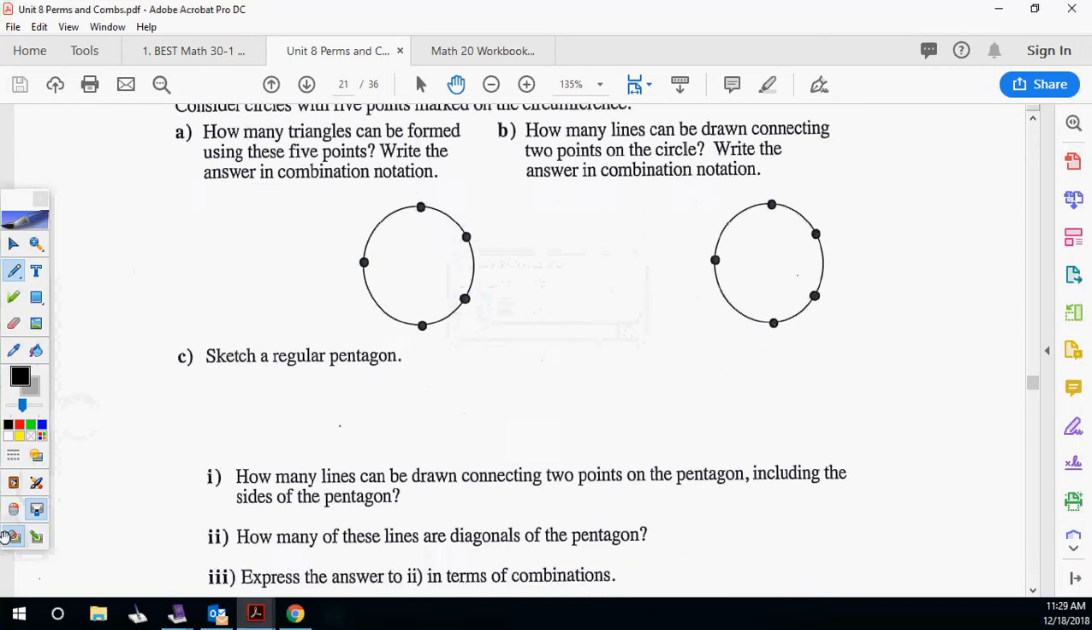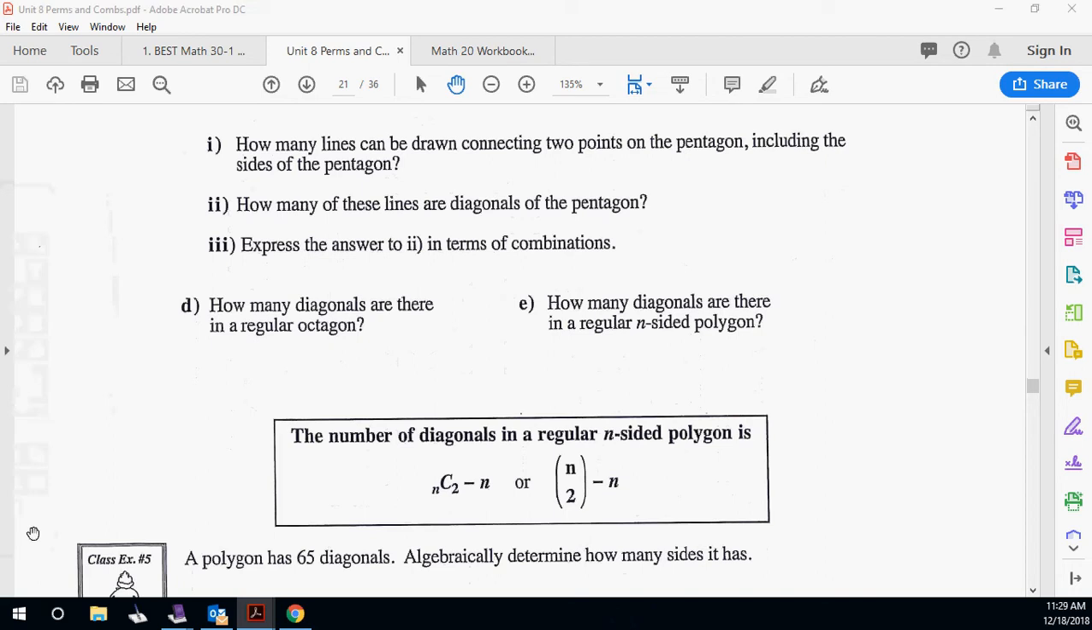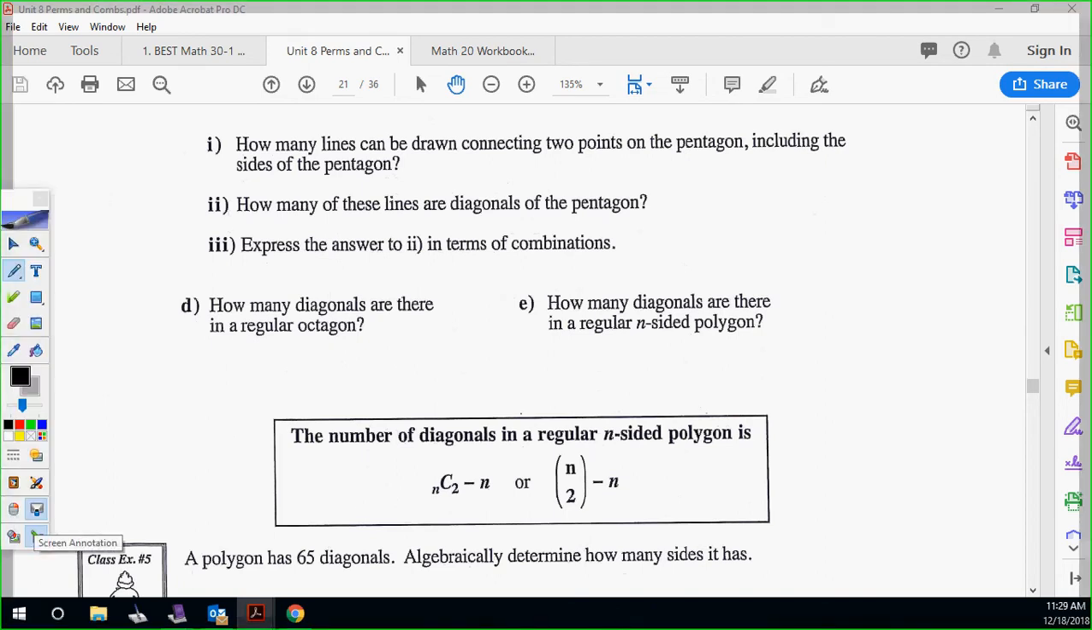It says, from that, how many lines can be drawn connecting 2 points on the pentagon, including the sides of the pentagon? Pentagon's 5 sides. Okay, so the points are on the outside. So it's still going to be your 5 choose 2, because there's 5 points.